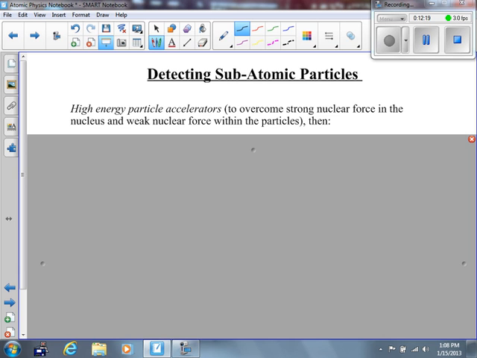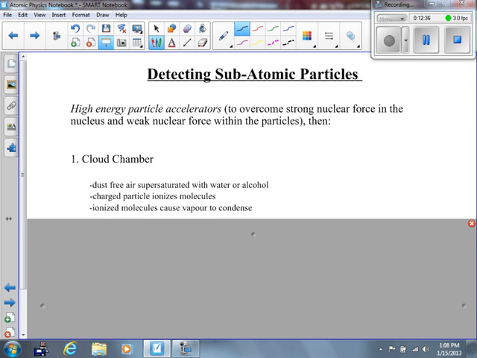Now, how do we observe what comes out of this? If we smash a proton against a proton, how do we see what comes out of the proton? These smaller bits of matter, these subatomic particles that make up the protons. Well, there's a couple ways we can do it. We can use a cloud chamber. A cloud chamber consists of dust-free air. So it's clean air. But this dust-free air is super saturated with either water or alcohol.